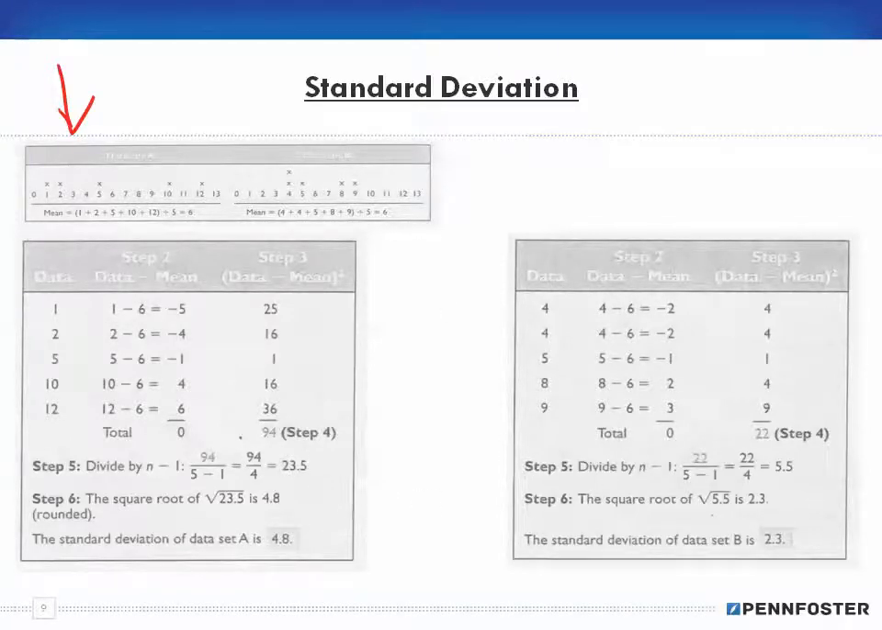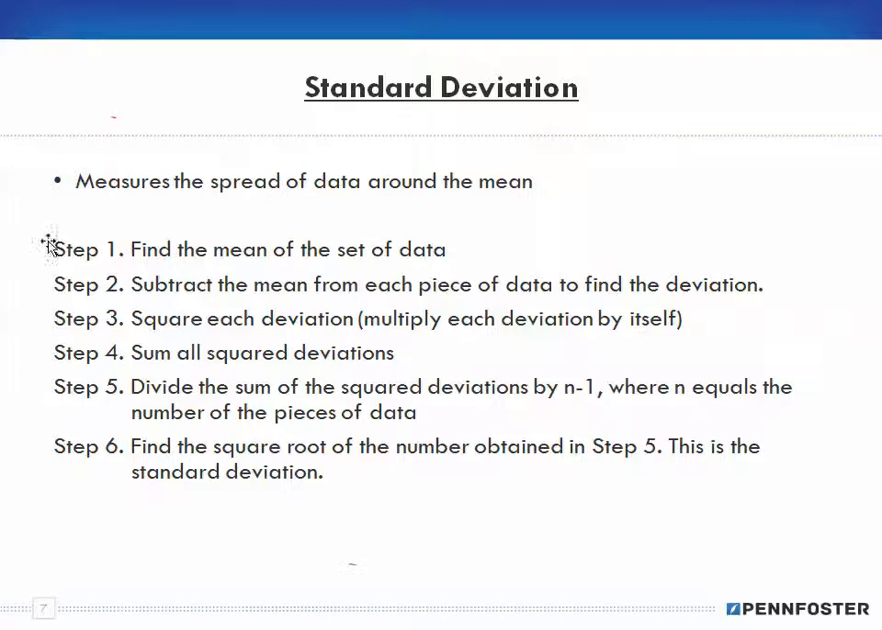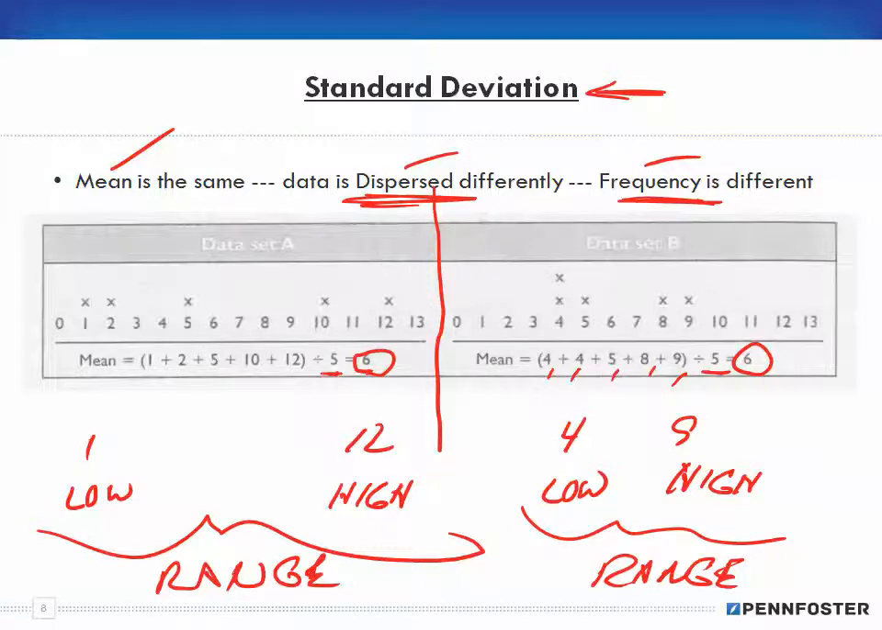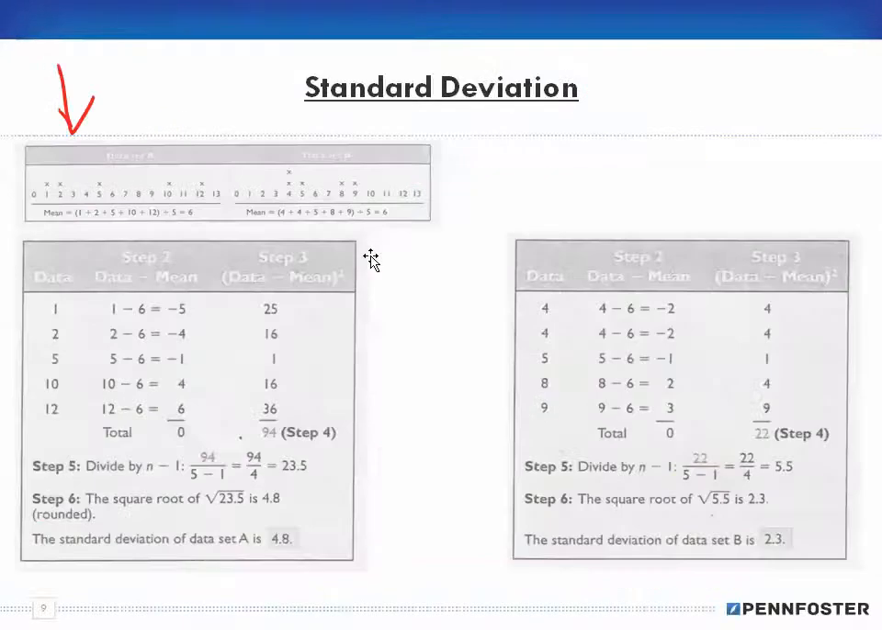In order to calculate the standard deviation, we're going to work through these steps for both data set A and data set B. Step number 1 says find the mean of the set of data. We did that in the previous video. We found the mean for both sets of data, and it came out to 6. Go back to the previous video if you don't understand why the mean is 6. So the mean is equal to 6. Okay, so the mean is 6.